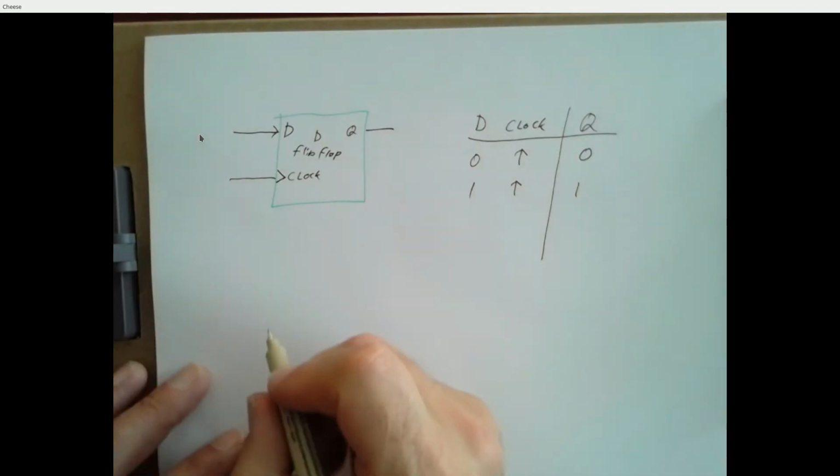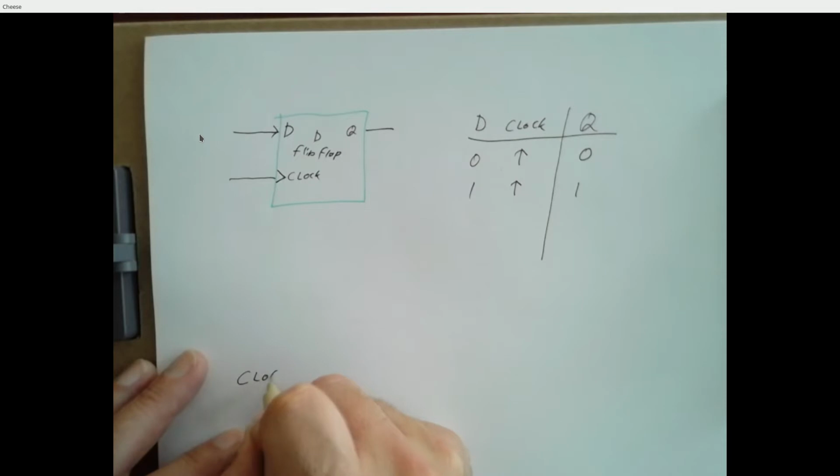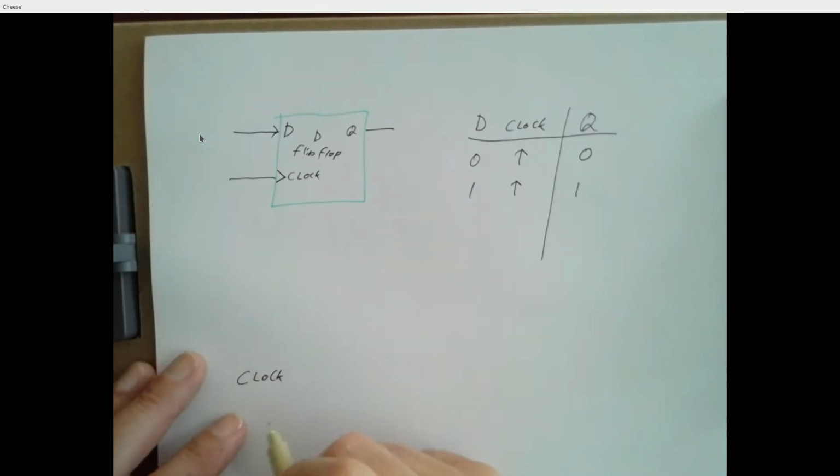So here's what a timing diagram might look like. Is that only from low to high, or is it eventually? Only low to high.